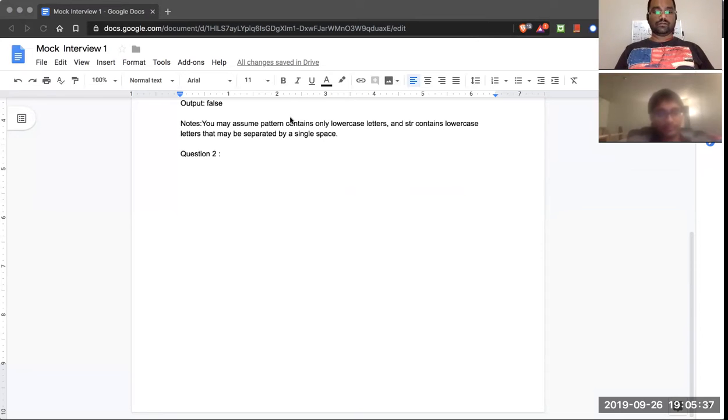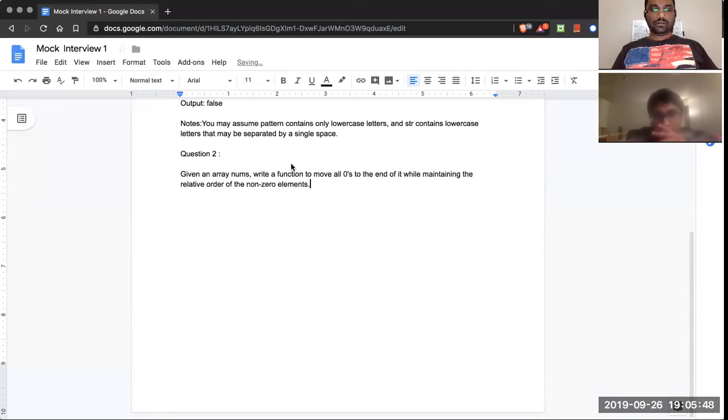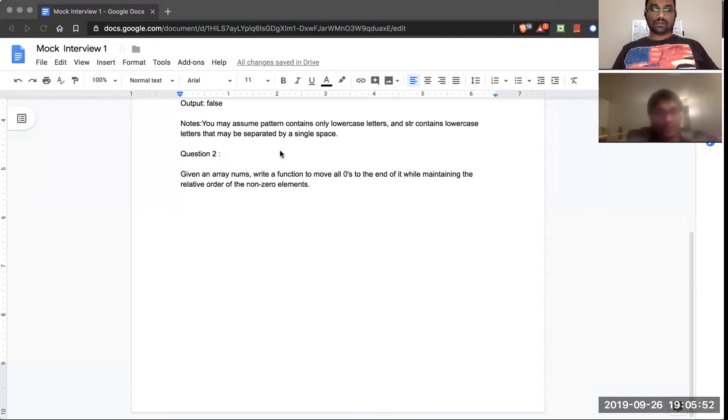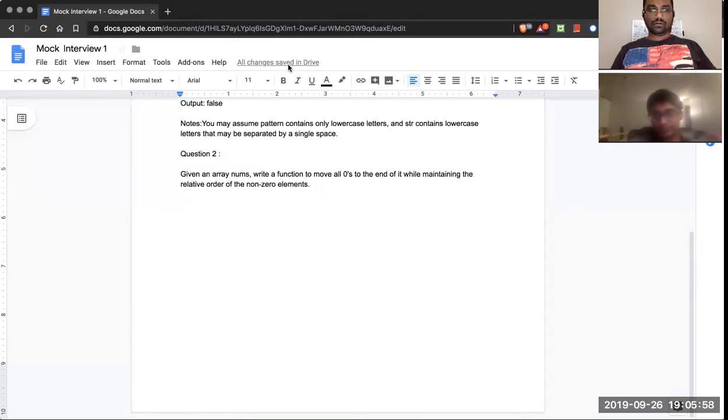Given an array of numbers, write a function to move all zeros to the end of it while maintaining the relative order of the non-zero elements. So this is the input, and you must do this in place without making a copy of the array. Okay, there is an example too.